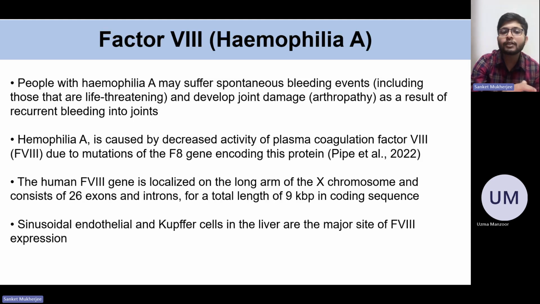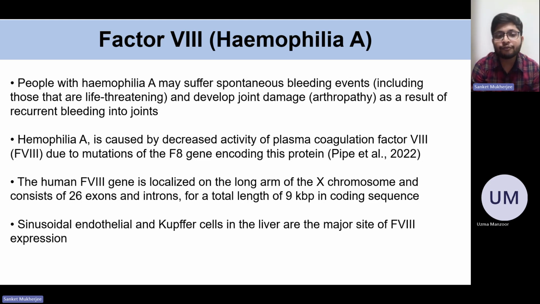So let's look at factor 8. As we have already discussed, factor 8 deficiency causes hemophilia A, and it's one of the most common forms of hemophilia. So they suffer spontaneous bleeding events, including those that are life-threatening, and develop joint damage as a result of recurrent bleeding into the joints. Hemophilia A is caused by decreased activity of plasma coagulation factor 8 due to mutations in the F8 gene encoding this protein.